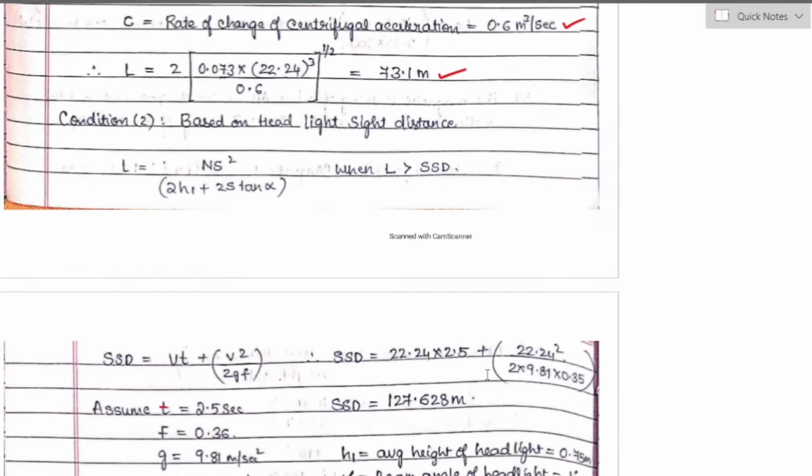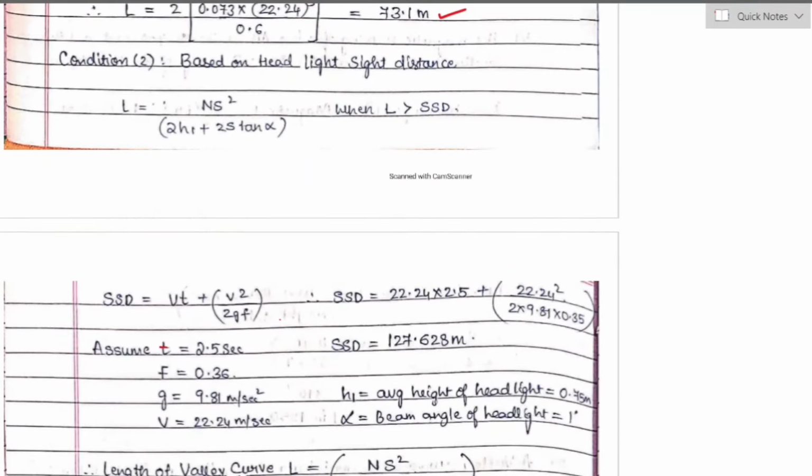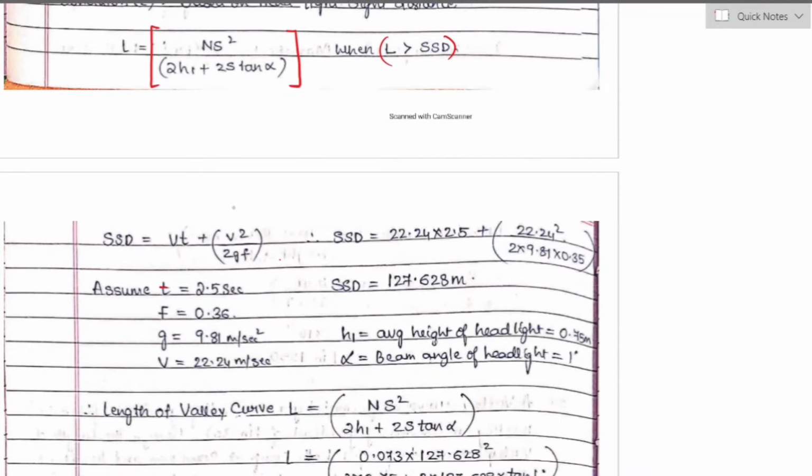Now the next condition is based on headlight sight distance. It is given by the formula L is equal to N S square divided by 2 into (h1 plus S tan alpha). Assuming the length of valley curve is greater than the safe stopping sight distance, first we shall find out the safe stopping sight distance by the formula Vt plus V square by 2gf. Here the values of reaction time, the coefficient of friction and acceleration due to gravity are all assumptions. On substituting these values, the safe stopping sight distance will be 127.628 meter.